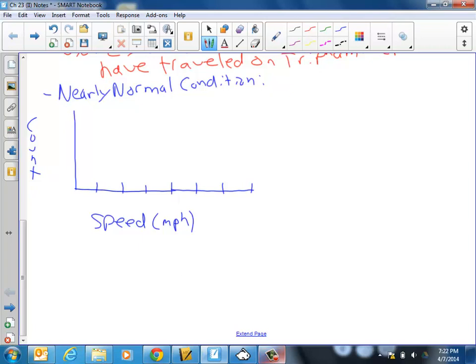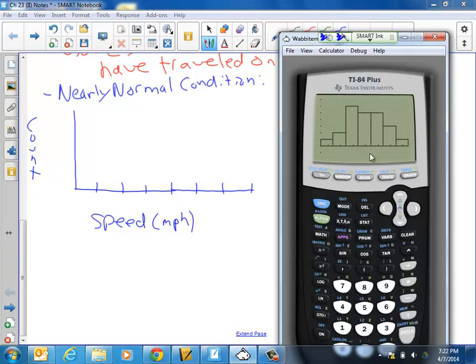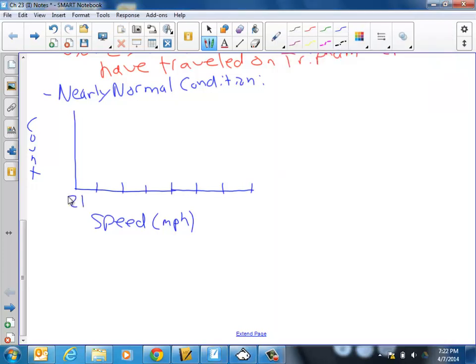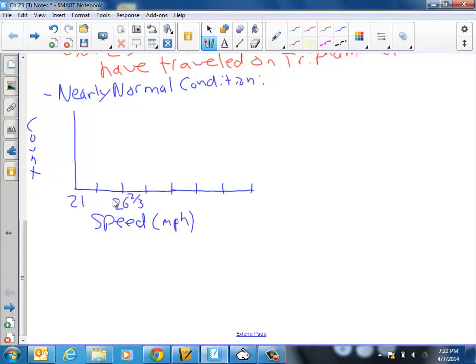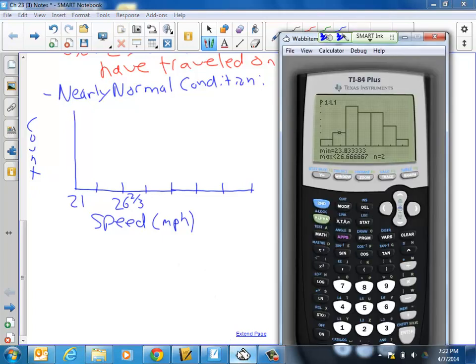And let's see how they measured in our calculator. Let's hit Trace. 21 to 23 and 5/6. Okay, so we've got 21 here. There's 23 and 5/6. Trace it over to the side, and we're at 26 and 2/3 here. Then tracing some more, we go 26 and 2/3, skip, 29 and a half.